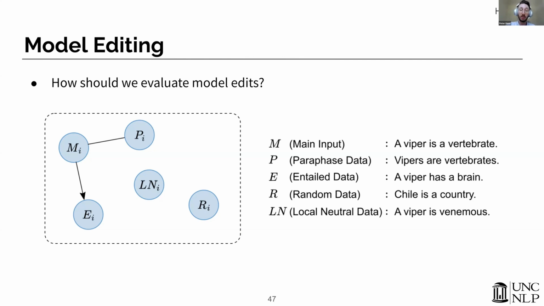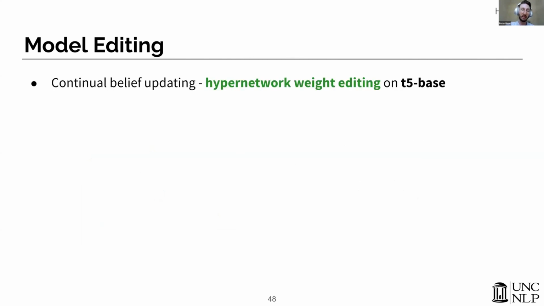Okay, so I'll describe some basically qualitative conclusions. The numbers come from a slightly older class of models and methods, but I think a lot of the qualitative conclusions still hold up when we ask, how well do these model editing methods actually work? And I'm going to tie this into the next research question, which is on continual belief updating. We use a method called hypernetwork weight editing, editing a language model called T5 base. What are we really seeing, though?